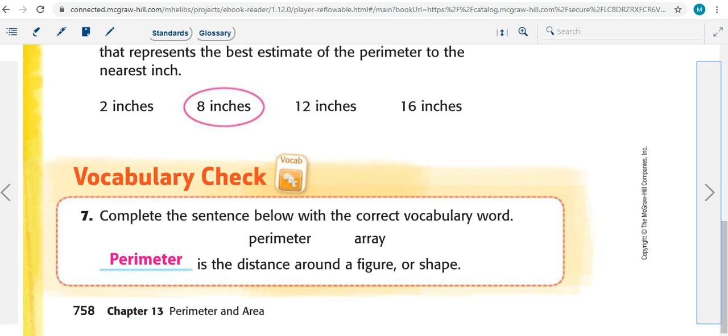Now, what is perimeter? It is the distance around a figure or shape, okay? So that's it for this lesson. Hope you understand.